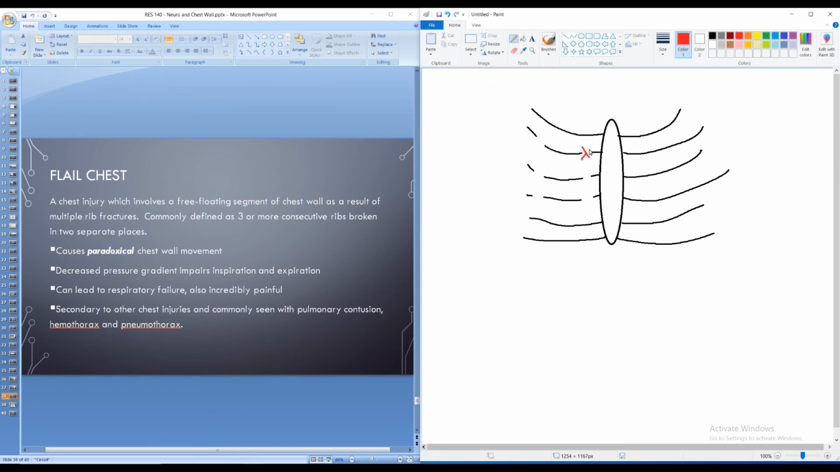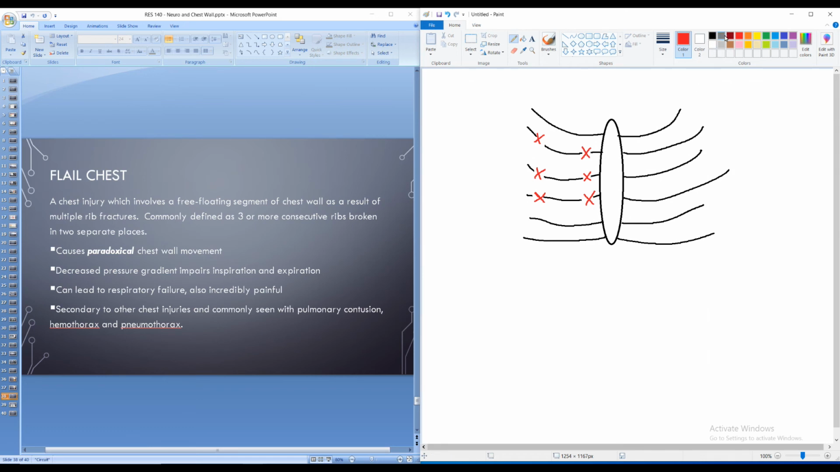3 consecutive ribs, 2 or more places, that's what's going to cause this flail chest. That's what's going to cause this loose, free-floating section of chest wall that's going to move paradoxically when the patient breathes. So we rely on our ribs quite a bit to give our chest wall the rigidity that it has. So if we start breaking a bunch of these ribs and we break them in a particular way, we're going to lose the rigidity of the chest wall.